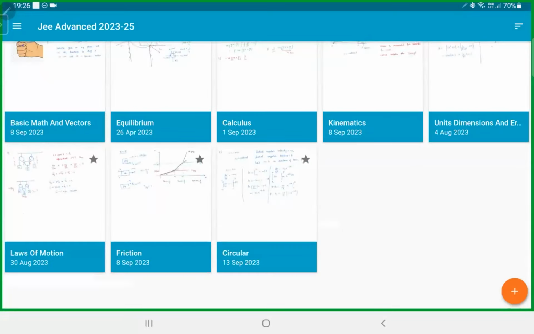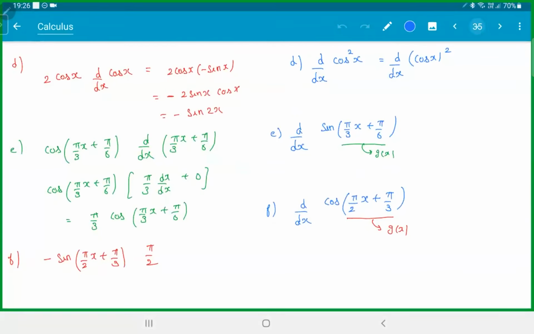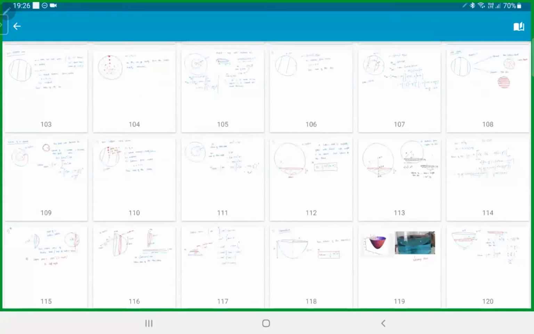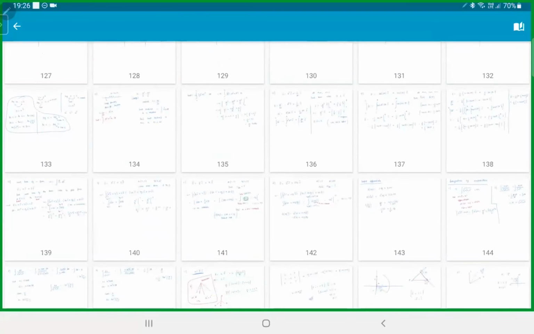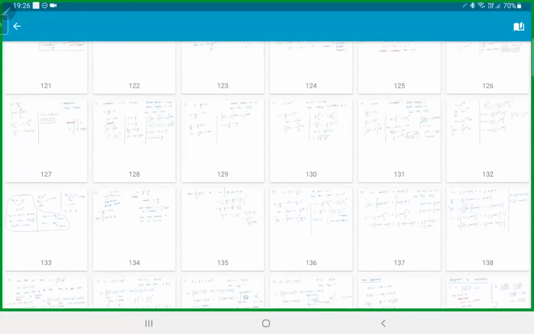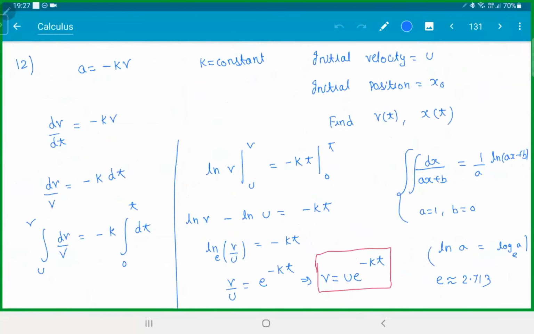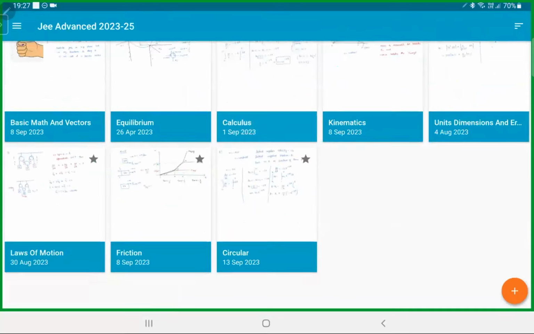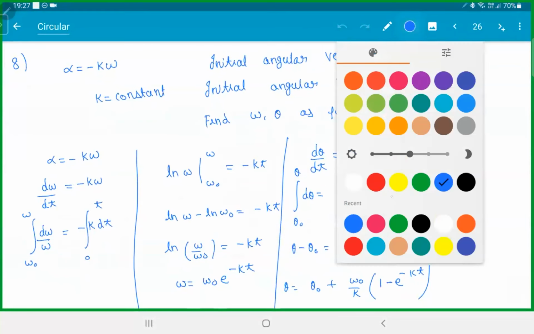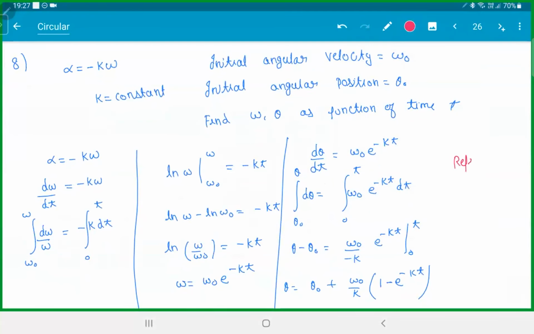I think we did this in calculus. This is a question, 12th question. Question 12, page 131, calculus. There we did it in more detail with all formulas and all. Please verify that in case you are confused.